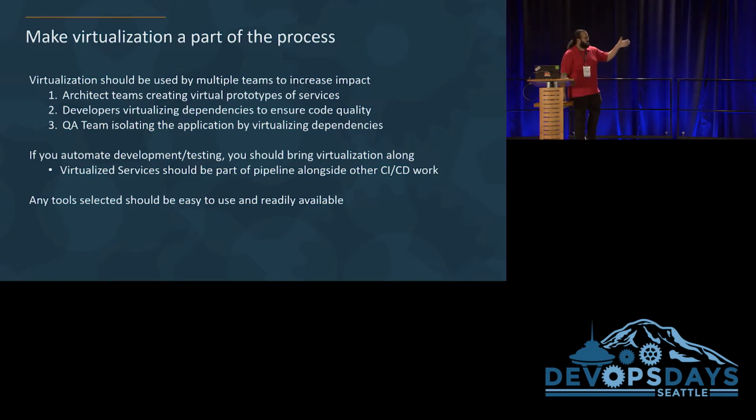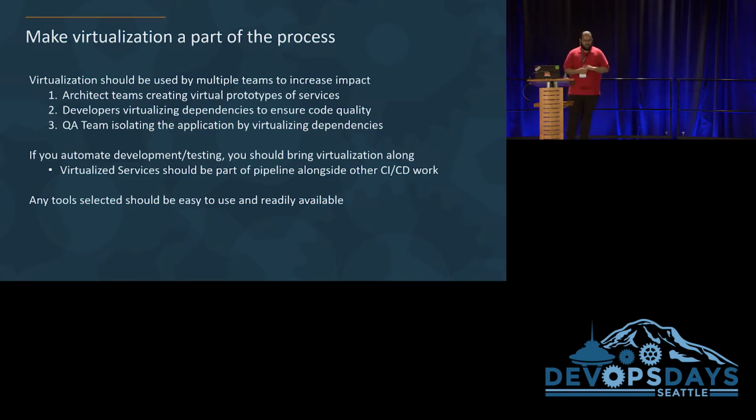Developers virtualize their dependencies to ensure code quality, siloing off their code from the fact that a dependency may be the issue. So when it comes time for deployment and testing, it's not going to be a finger-pointing game where everyone thinks their dependency broke the system. It's, no, I tested this in a very isolated way, so I know if my code is fine or not because the dependencies are virtualized. The third example is the QA team, again isolating their application by making sure they're testing only the application, not a faulty dependency, which may not be what they're looking at the moment.